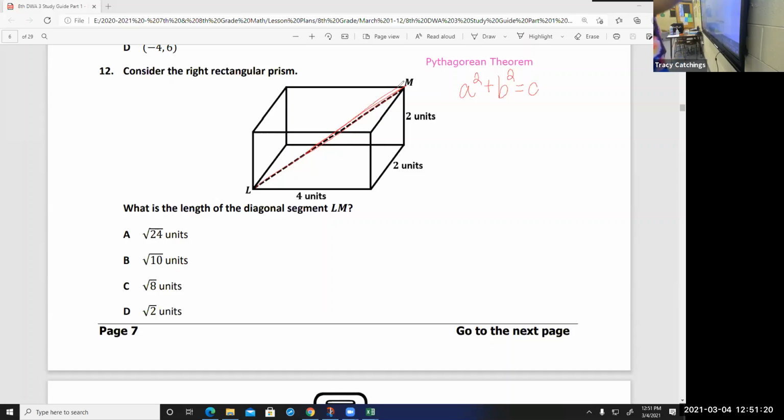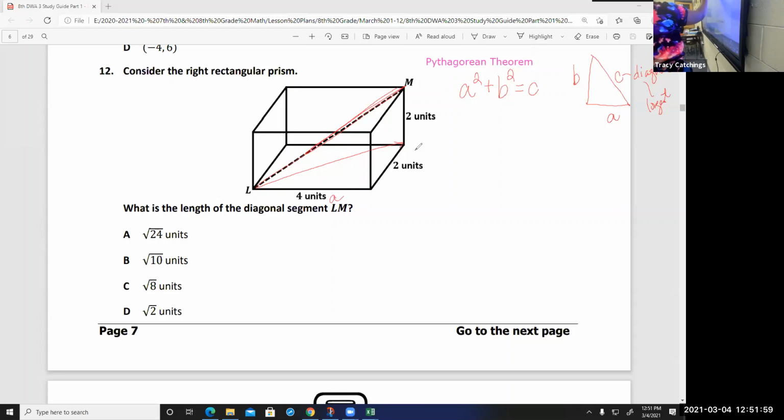So let me draw a triangle so y'all can see the relation to it. A and B are your legs. C is always the diagonal, or your hypotenuse. It's always your longest side. All right, so they want us to get a diagonal, but before we can get this diagonal, we got to find something else. We need this diagonal on the inside of this box, or this bottom triangle. At the bottom. So if I'm looking at the bottom, trying to ignore all the other stuff, what would be my A and my B?